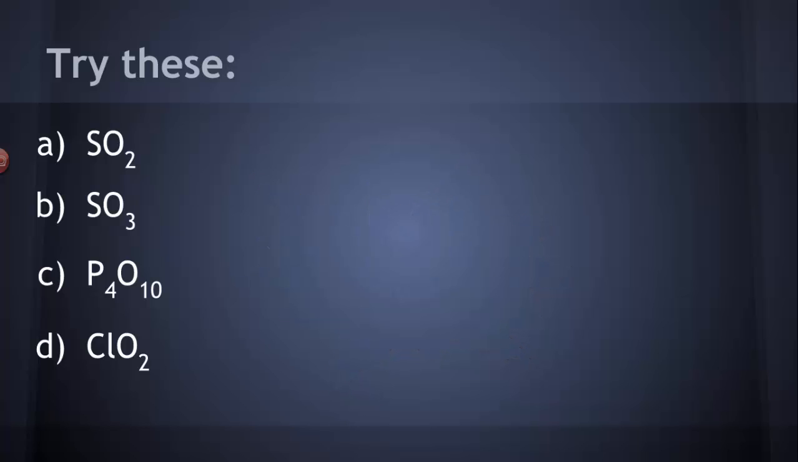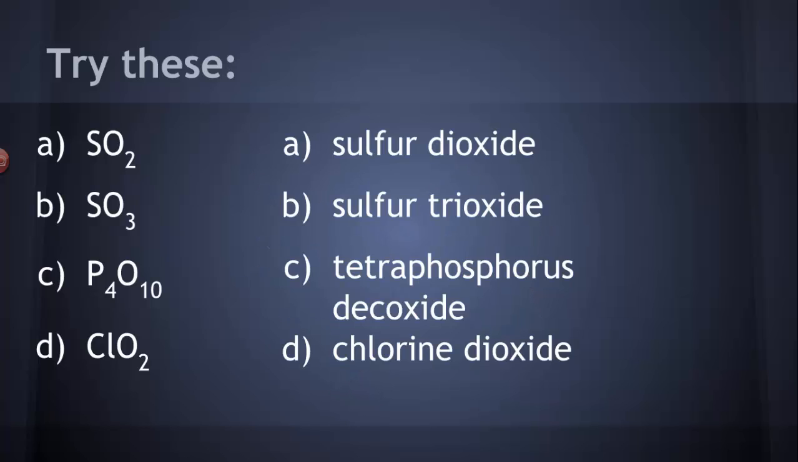Are you ready? Let's see how you did. In A, we have one sulfur and two oxygens. We don't start the word with mono, so we just say sulfur dioxide. In B, we have one sulfur and three oxygens, so we say sulfur trioxide. P4O10 has four phosphoruses, tetraphosphorus, and 10 oxygens, decoxide. Deca is the prefix for 10, but with decaoxide, the A goes away: decoxide. ClO2, one chlorine and two oxygens, but we don't start with mono, so chlorine dioxide.